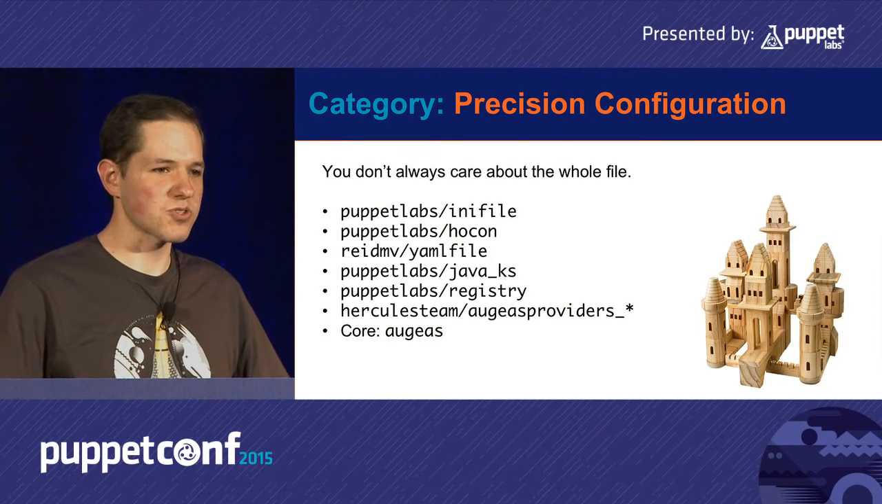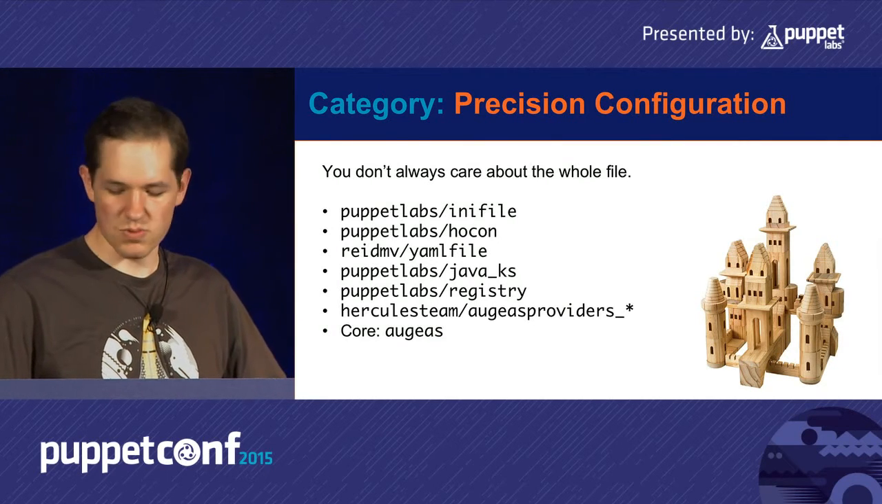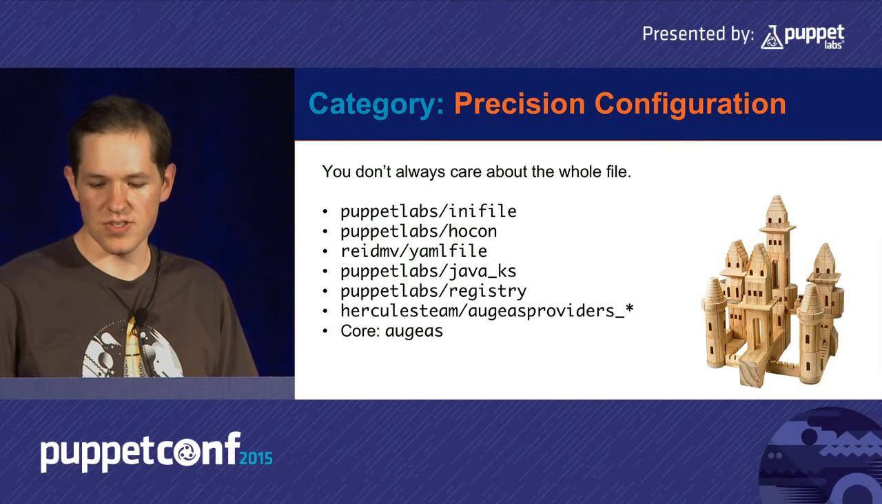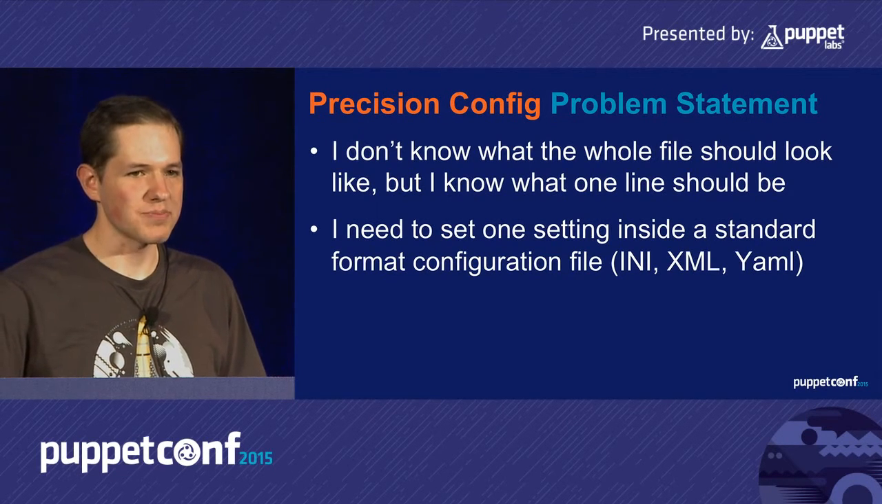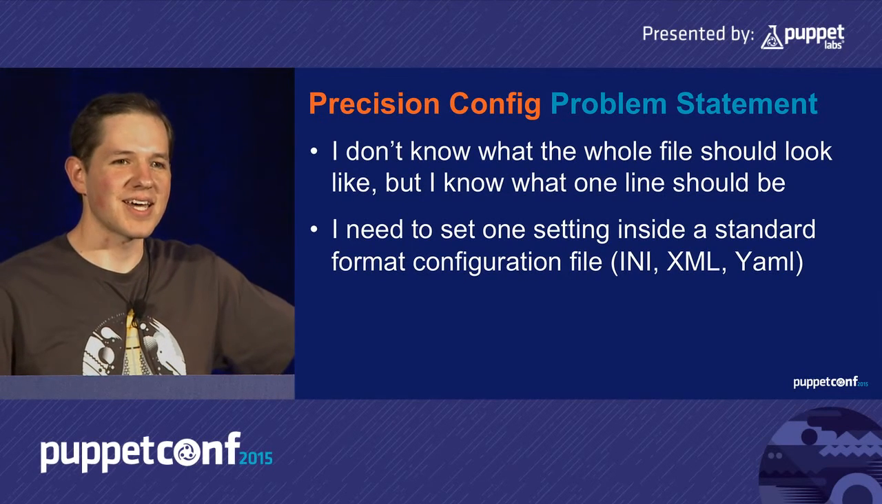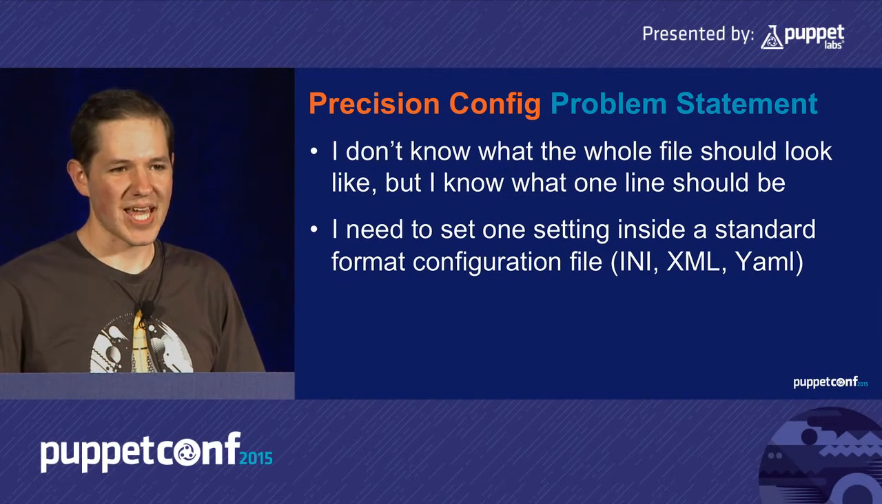I wanted to show how it works so you know what it does and what investment you have to put into it to get any value out of it. But it's worth mentioning in terms of making a very precise change to a single setting somewhere on a system. The general statement is, I don't know what the file should look like. Maybe I didn't even create it. WebSphere is a good example. A giant XML file was dropped by WebSphere, and I don't care about most of it, but there's a single setting inside that XML that I need to change. How do I do that with Puppet?